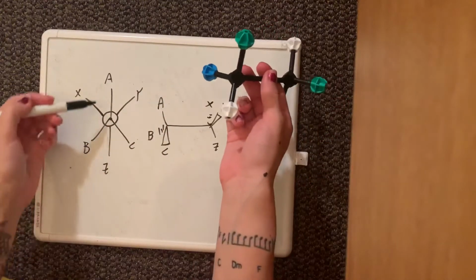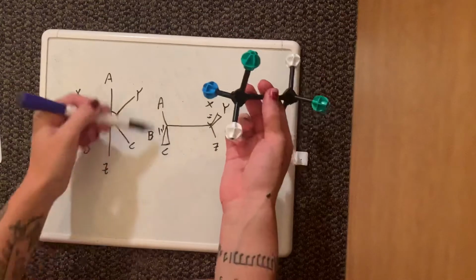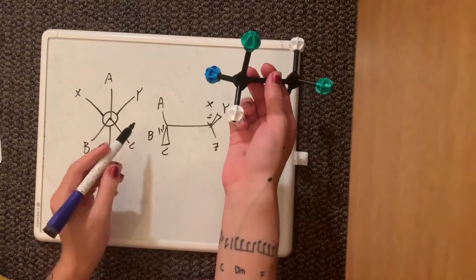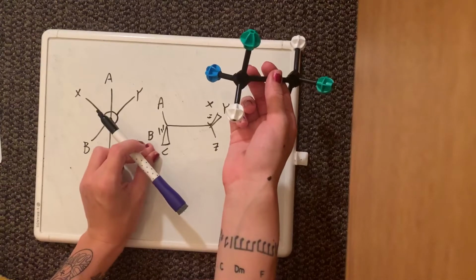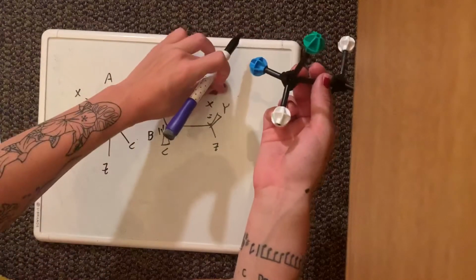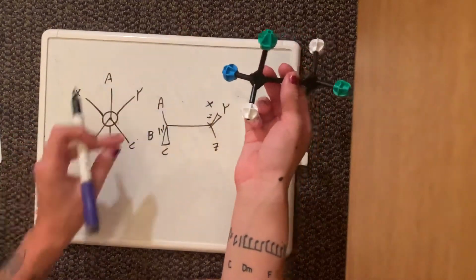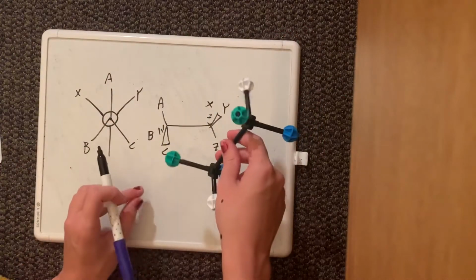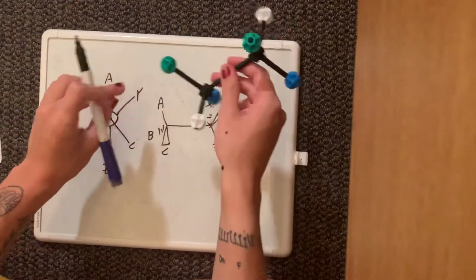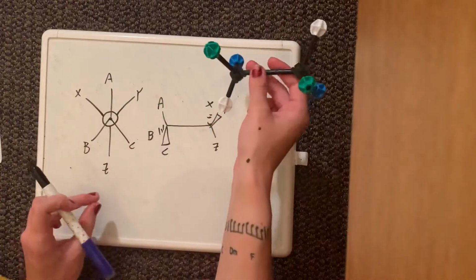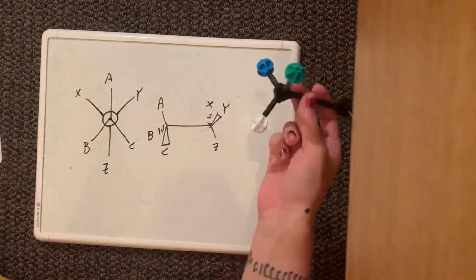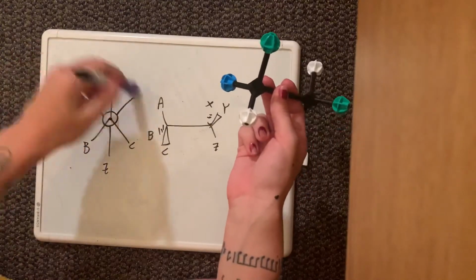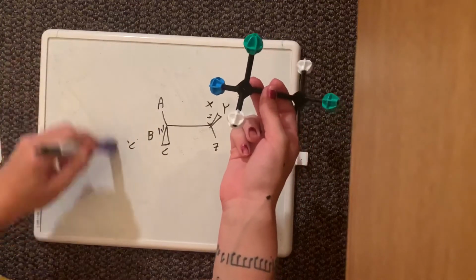You can be like, okay, this is staggered because there's the wedge and dash on one side facing down, and this is my wedge and dash on the other side facing up. If they're both facing down, they would be eclipsed. If they're both facing up, they would be eclipsed. But since they're on either side of this bond, that means that it's staggered. So just go ahead and check your work. And now we're actually going to do a problem.